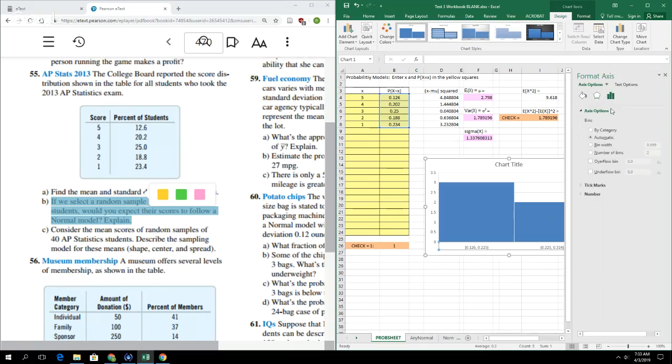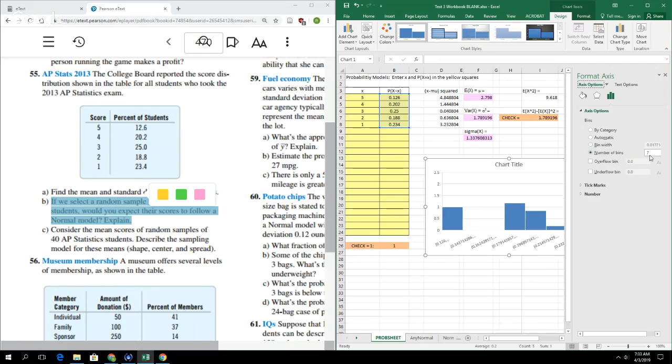I should even be able to change bin width. So 9%. Let's make the bin width about a standard deviation. 0.2, I mean, point. Let's try that. Okay, that was a little too much. I'm going to use number of bins instead of bin width because I'm sick of figuring it out. Let's try 5.